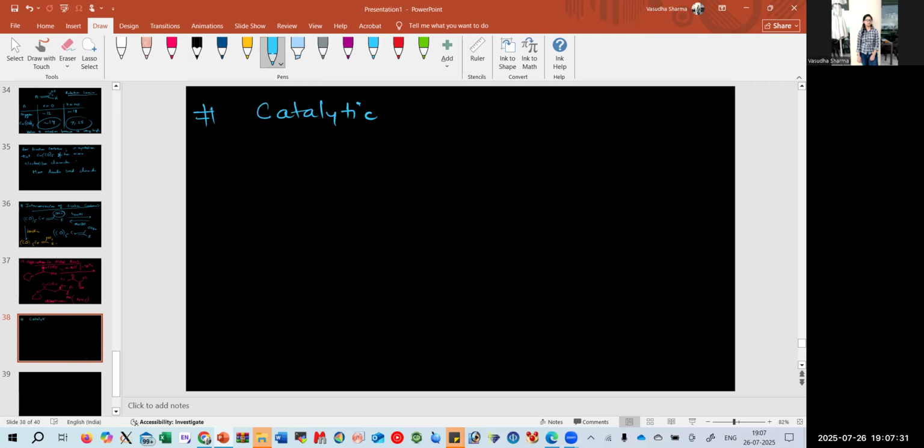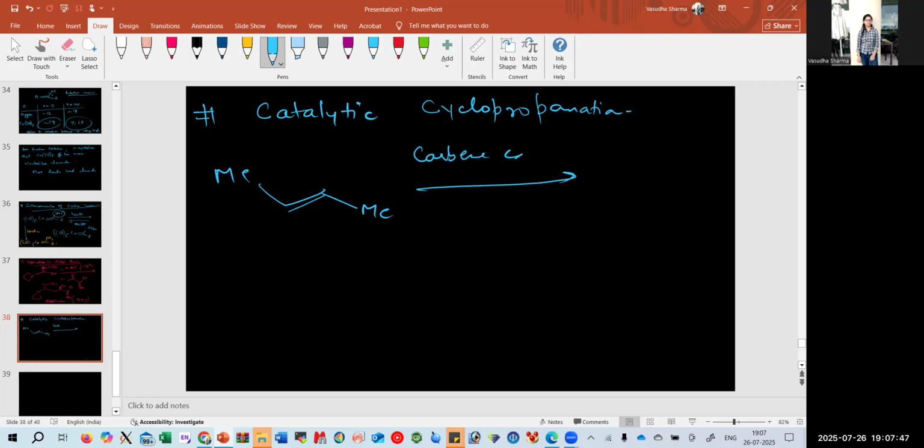catalytic cyclopropanation. So we have this group, and we are using the carbene catalyst, Fischer carbene, and it will form a cyclopropane over here. How? In presence of that one, it would release this, and this will have a cyclopropane group.